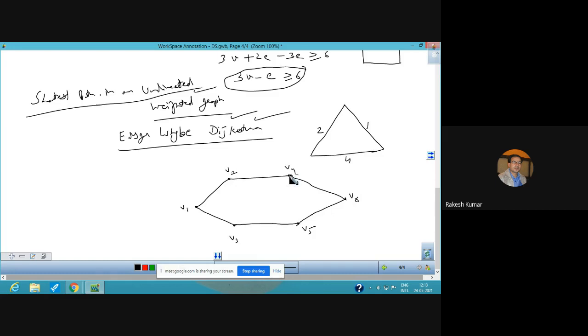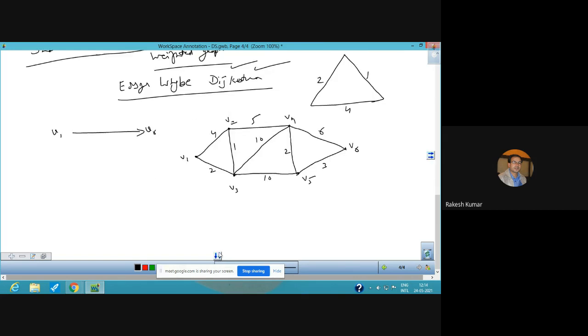And the edges are also there. There is an edge between V4 and V5. These are the weights: 2, 3, 6, 5, 4. This is 2, this is 10, this is 8, and this is 1. So this is the weight. Weights are given to each edge of the graph. So this is a weighted graph, and you have to find the path from V1 to V6. And the path should be minimum according to the weights. So we have to use the Dijkstra algorithm for finding the shortest path.